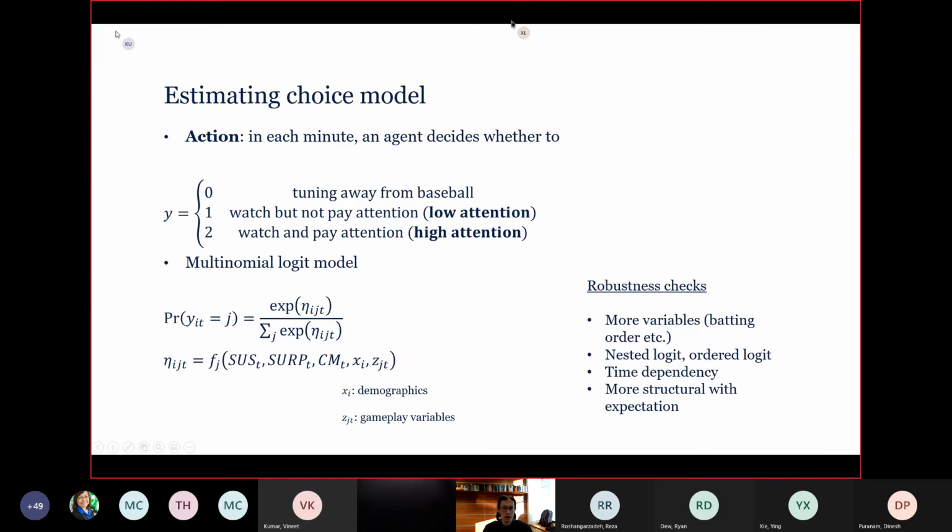Okay. This is about the data, and now we combine all pieces together to estimate a choice model. The model we're going to estimate is a multinomial choice model, logit model, so quite a simple model. In each minute, an agent, a viewer, is going to decide one of the three options: 0, tuning away from baseball games, or watching other TV programs, or turning off the TV.